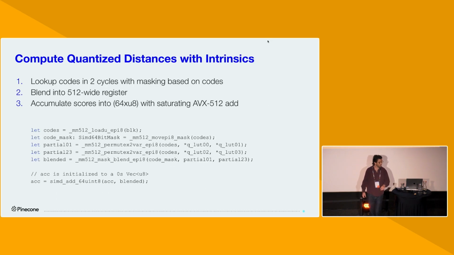So how do we use these? This is an example of how we actually compute the distance, right? It only takes us 2 cycles to do the lookup because we break the code books into 4 chunks. We do 2 at a time, each is 256, and then we blend these together with the blend intrinsic and mask them to figure out which was the valid lookup.